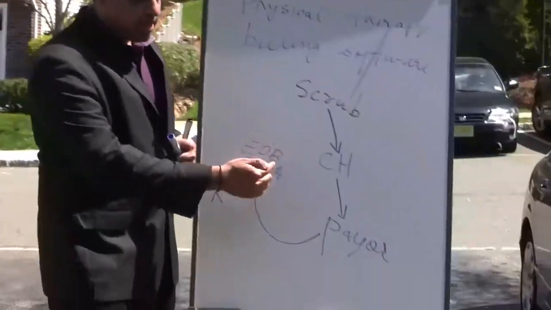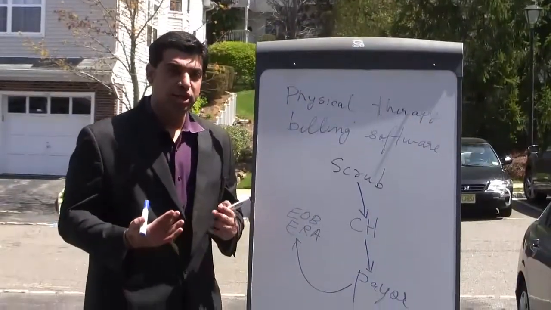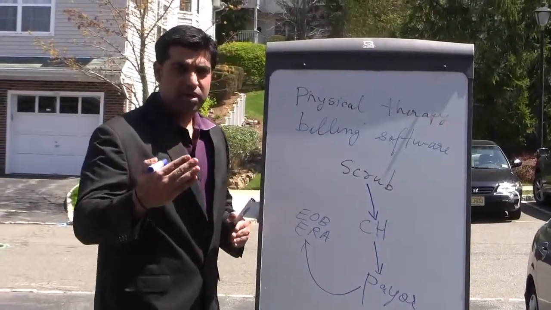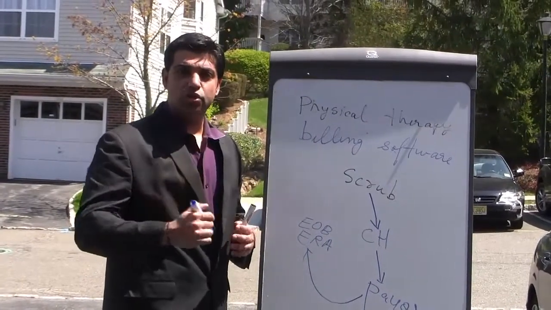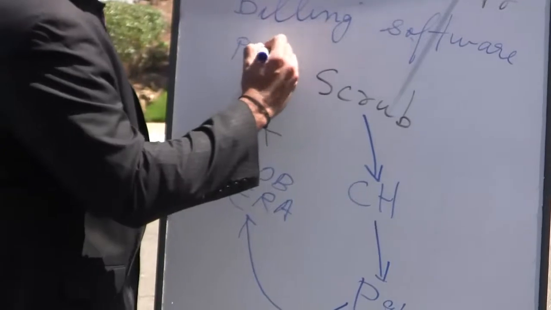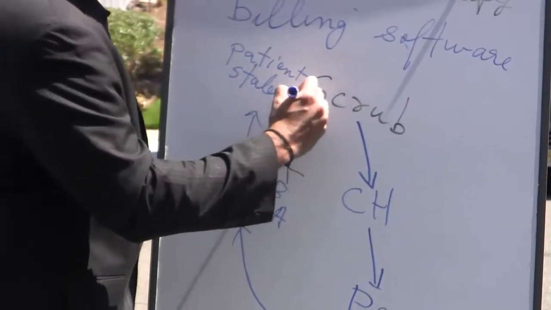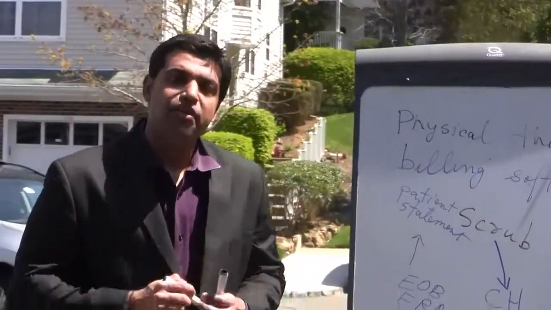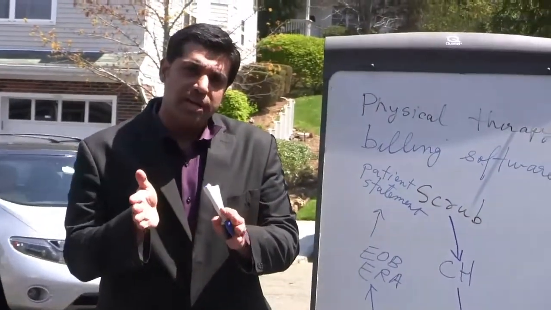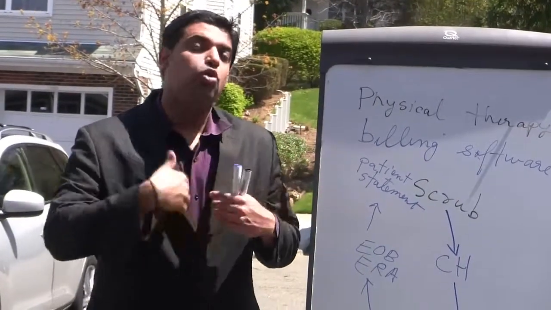Now once EOBs and ERAs come back, the billing software should be able to either let you generate a secondary claim if the patient does have a secondary insurance, or quite simply generate a patient statement. And once a patient statement is generated, what you're doing is you're actually transferring the responsibility of whatever money is owed by that particular patient over to the patient.